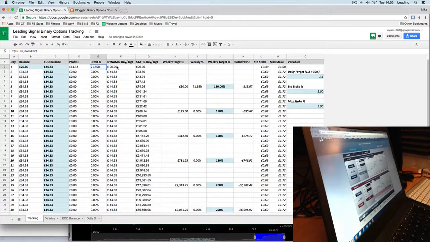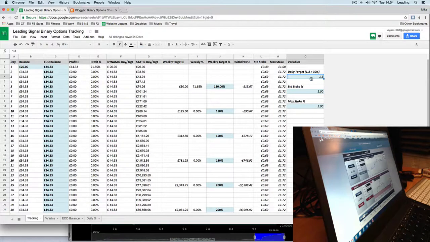And then you've got the dynamic target. The dynamic target is one that's updated each day. So moving on to the next day, from 34.33, if I want to increase my account by 30% each day, over here under daily target, I type in 1.3.